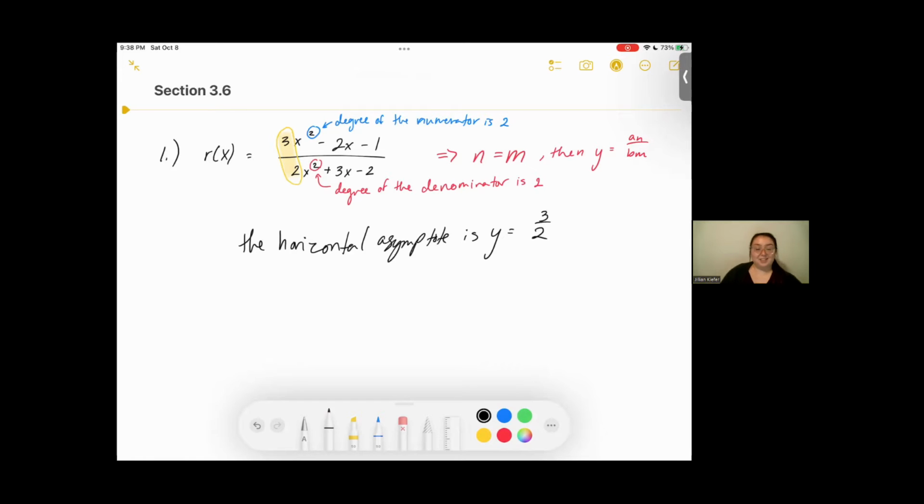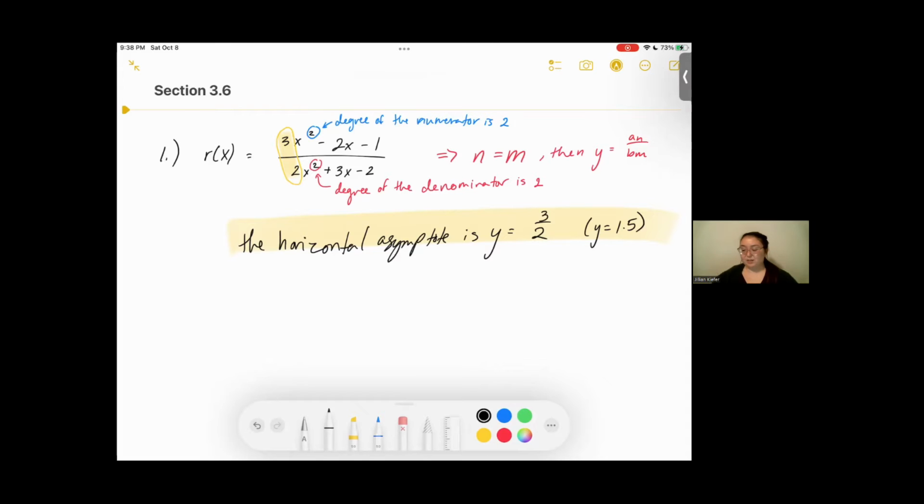There you have it. You can rewrite this if you like. If you don't like fractions, you can also say y is equal to 1.5. That's fine as well, but that's the answer. Horizontal asymptote is y is equal to 3/2, 1.5. You don't have to put it in decimal. Honestly, it's easiest to keep it as a fraction since it's already in that form that you already see there. So there you go. Horizontal asymptote, y is equal to 3/2.